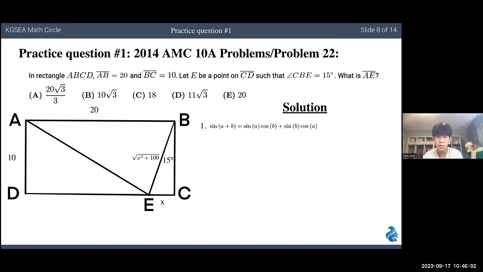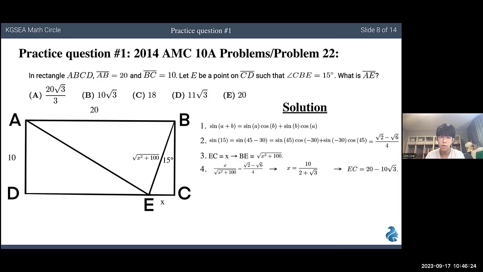Firstly, with the sine addition formula, we can find sine 15 with sine 45 and 30, the basic values that we should memorize to solve trig problems. Then, as stated previously, we can find this ratio with the lengths of EC and BE. With this ratio and a bit of simplification, x is equal to 10 over 2 plus root 3. And with more simplification, EC turns out to be 20 minus 10 root 3. If you want, viewers at home, you can try to simplify this on your own as well.